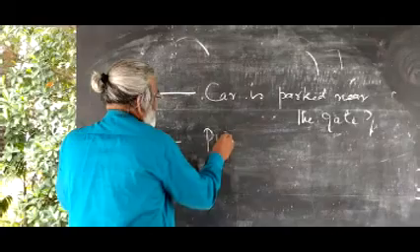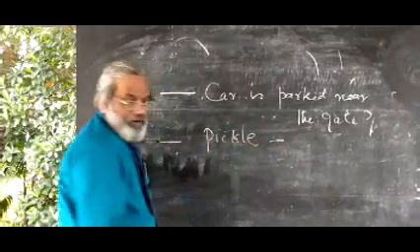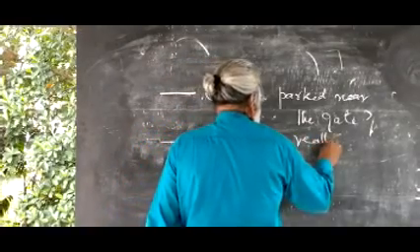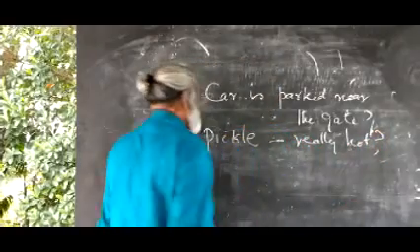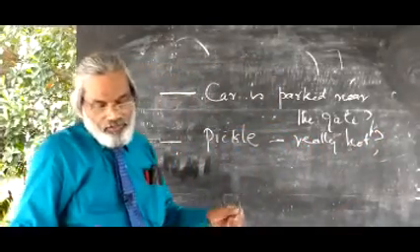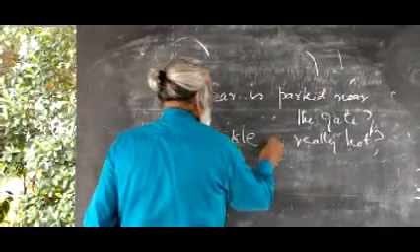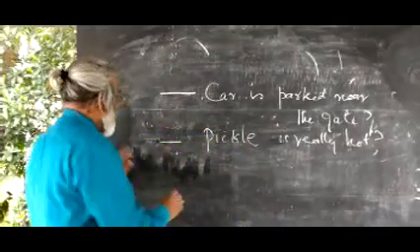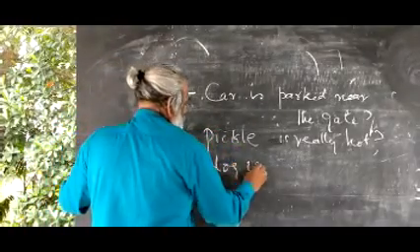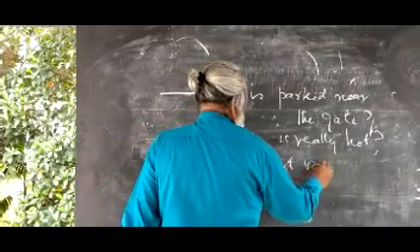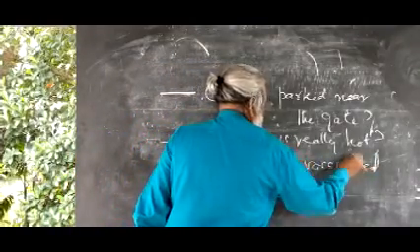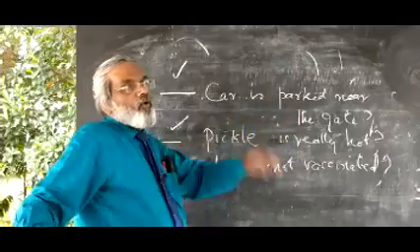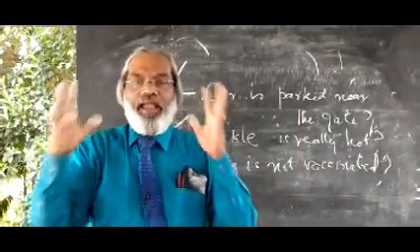Another example: dash pickle is really hot. One example: dash pickle is really hot. One more example: a dog is not vaccinated. Another one: dash dog is not vaccinated. You put one, two, three words, then things will be clear. So we finish our determiner as a topic.